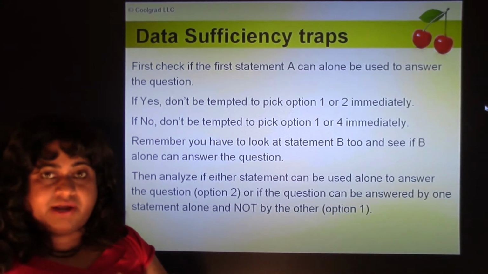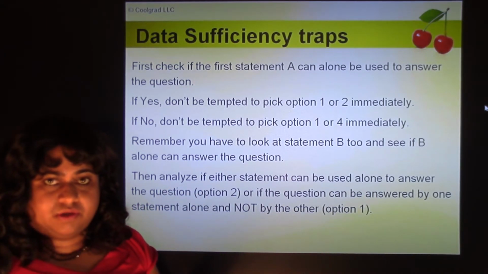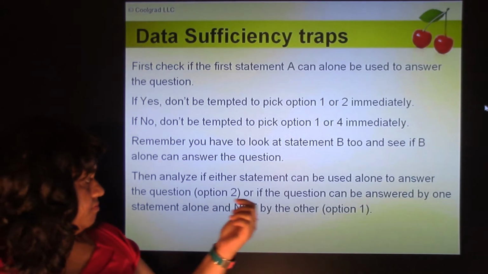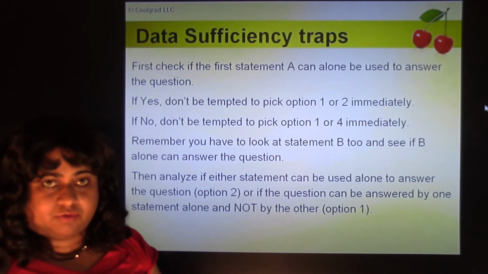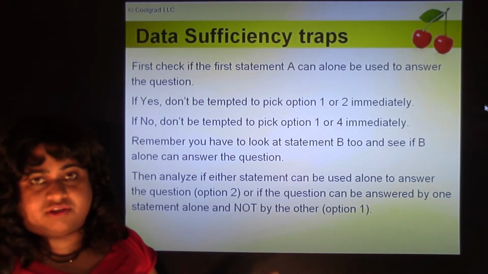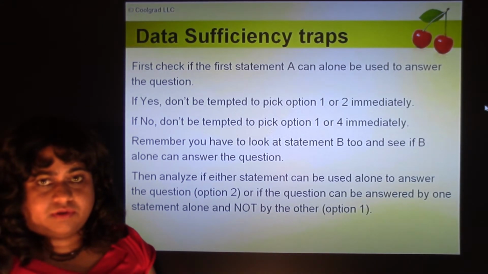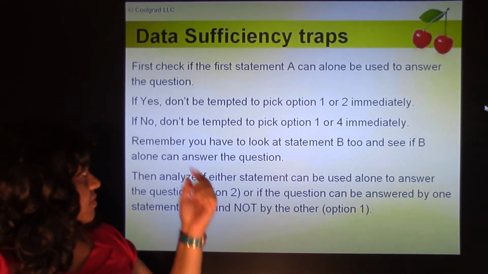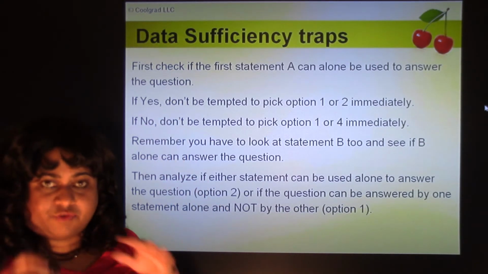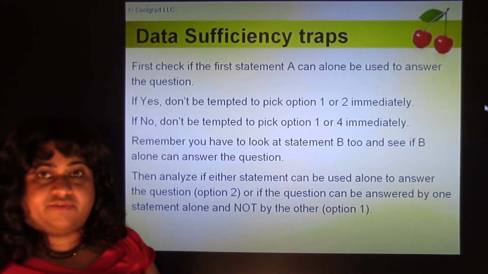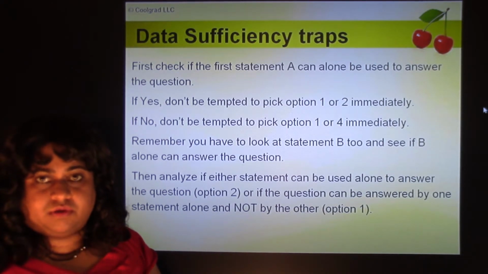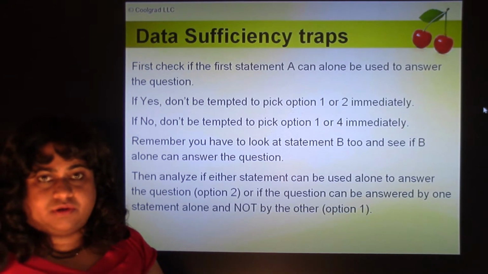Then, if you can answer using A alone and B alone, then your answer choice is option 2. And if you cannot answer using B alone, but you can answer using A, then your answer choice is 1. And if you could not answer using A, then if you can answer only using B alone, then your answer choice is 1. And if you cannot answer using B also, then your answer choice is 4.